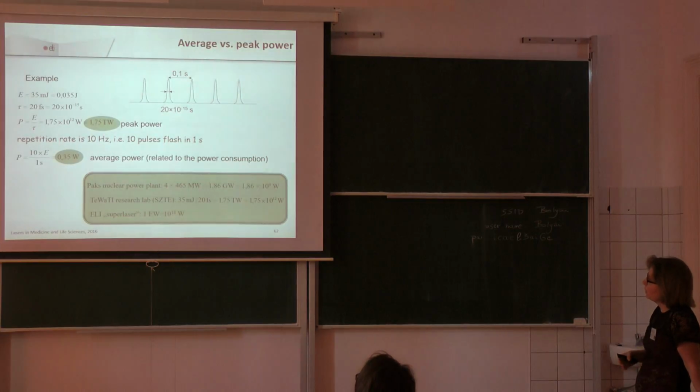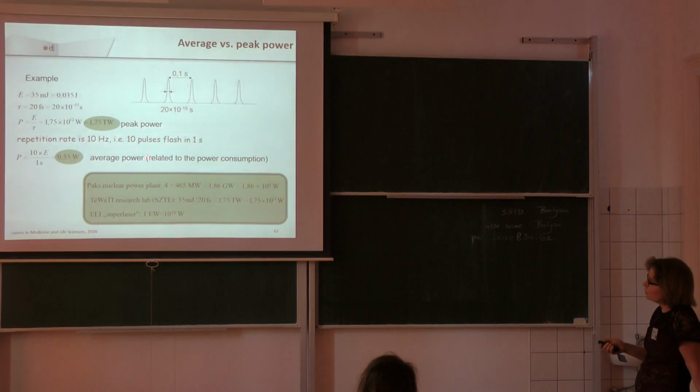And when talking about pulsed lasers, we have to make a distinction between peak power and average power. Peak power describes the strength of the field during the pulse. Here I take the energy per pulse and divide it by just the duration of the pulse. And this will tell you how strong the field is at the time when it's present. So it tells you how strong the interaction is that you can make between your laser pulse and whatever you put in front of it.